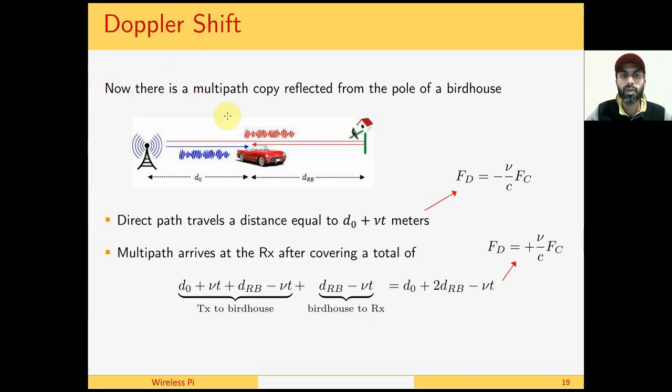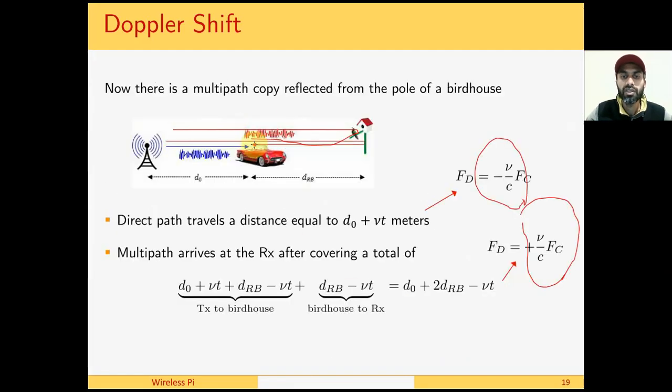For this we have to add multiple paths. Assume that there is a birdhouse at the end of the road and a multipath copy arrives reflected from the birdhouse. So direct path is still given by d naught plus Vt. The multiple path arrives after d naught plus Vt plus drb minus Vt, because this is the distance it has to cover first and then comes back, drb minus Vt. So total distance d naught plus 2rb minus Vt. The important point is that now there are two carrier waves arriving at the receiver. One with a Doppler shift of minus v over c, the other with a Doppler shift of plus v over c.